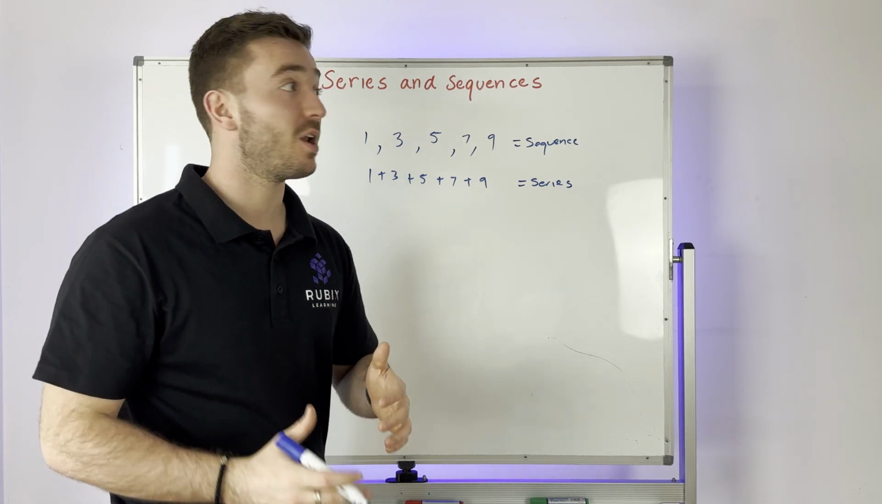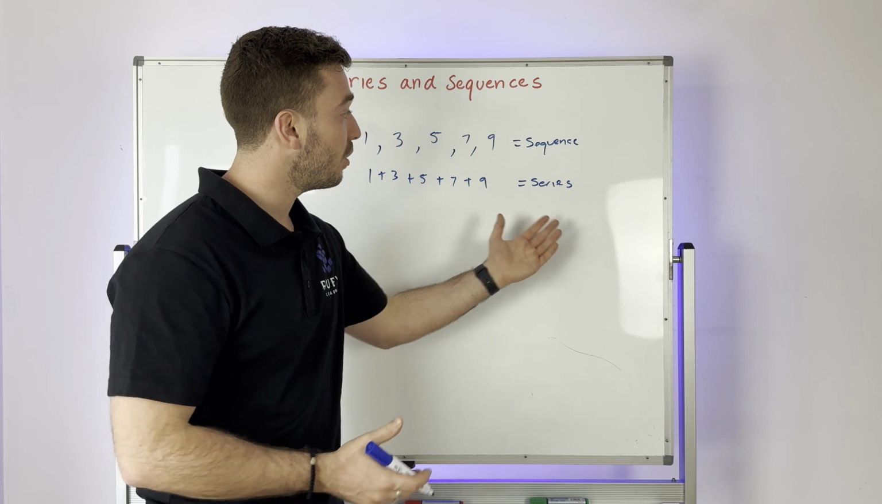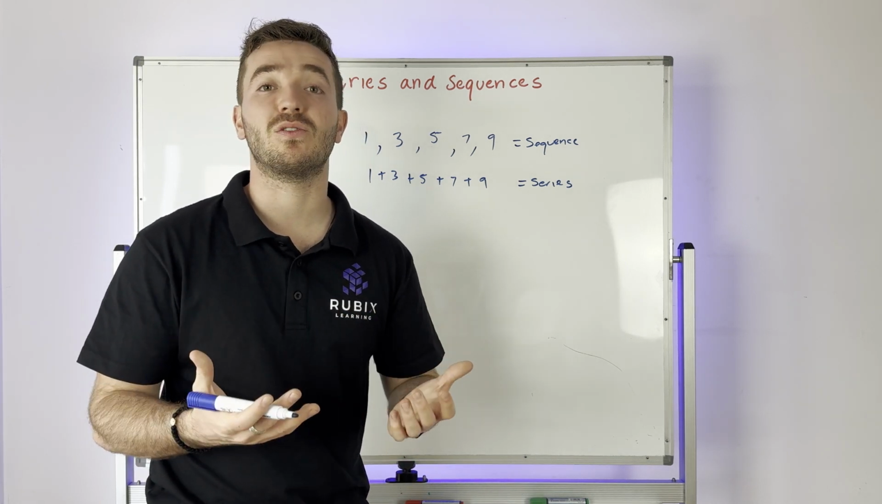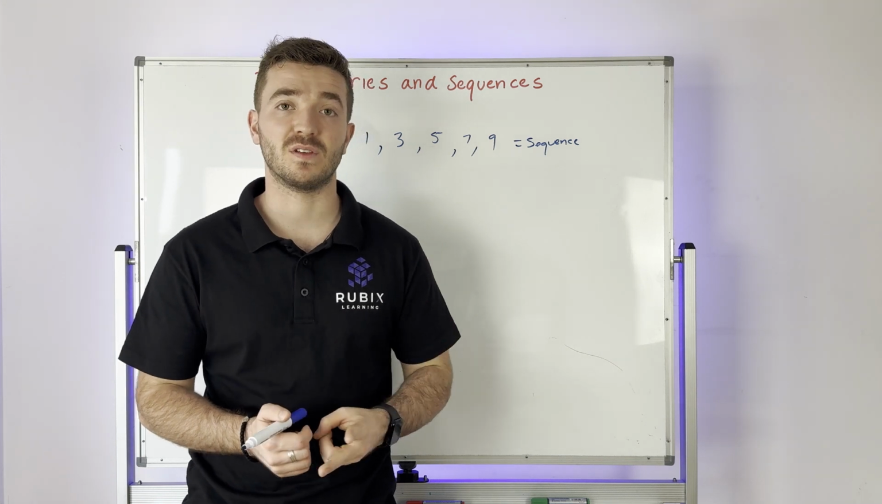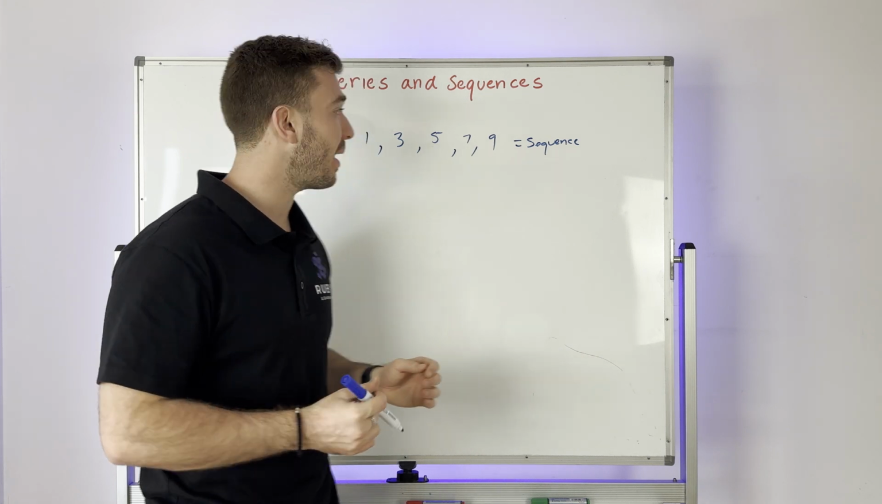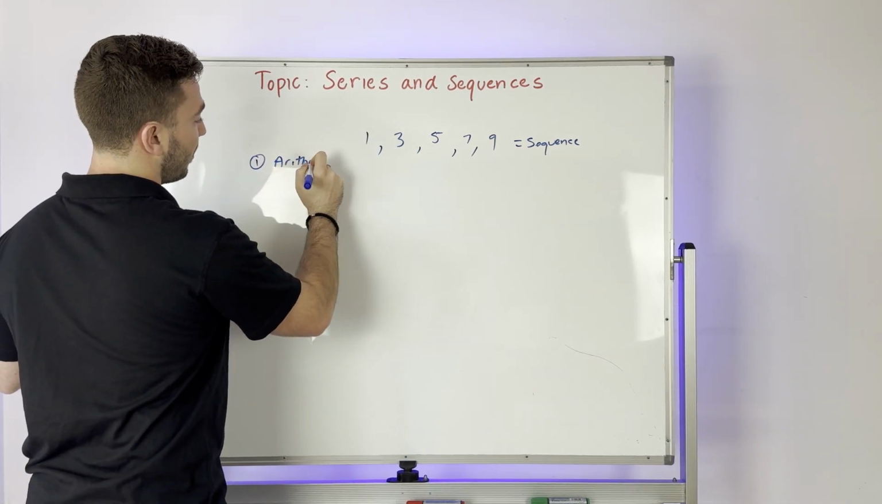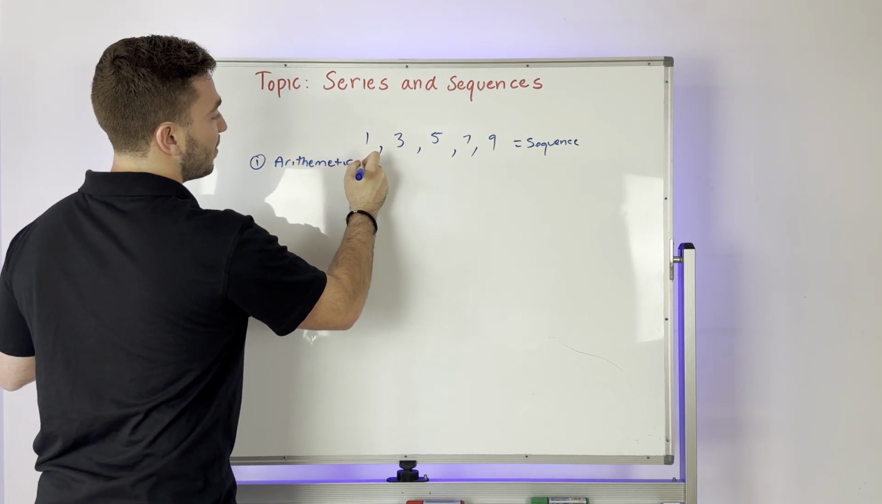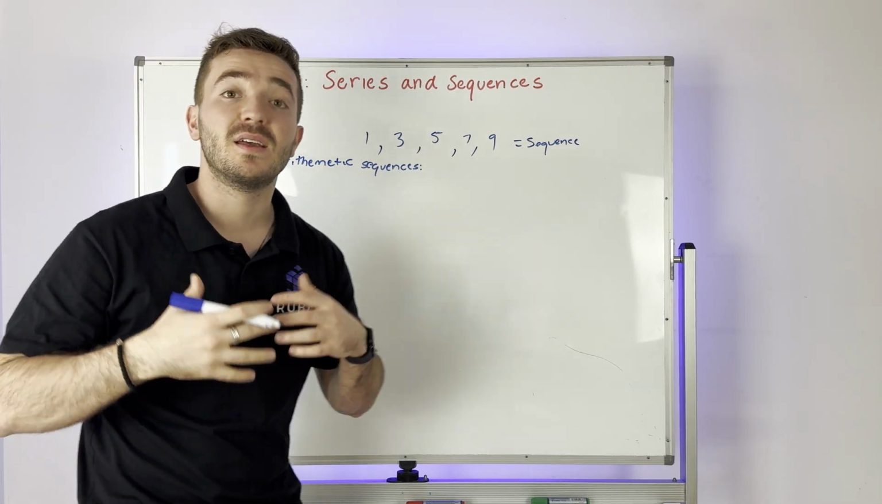Now, we're going to get started by looking at sequences and finding terms in a sequence, and then we're going to move on to actually adding those up in a series. Now, we actually have two types of series and sequences. The first is called arithmetic and the second is called geometric. We're going to start off by looking at the first type, which, as I said, was an arithmetic sequence.